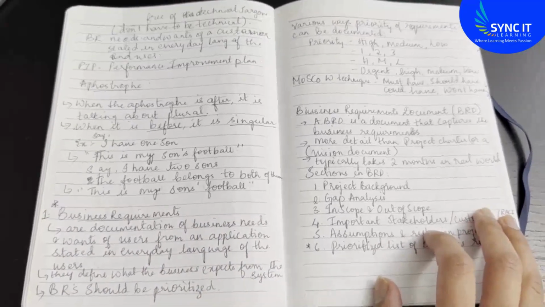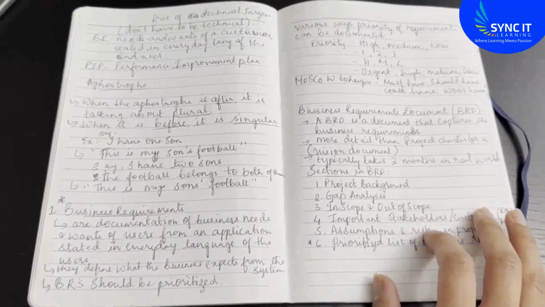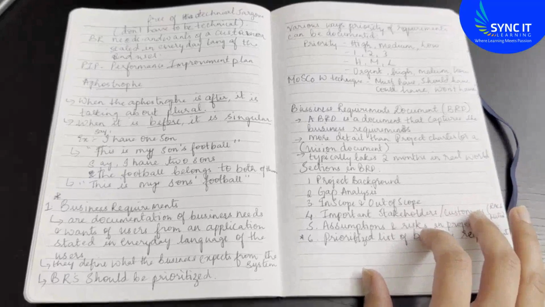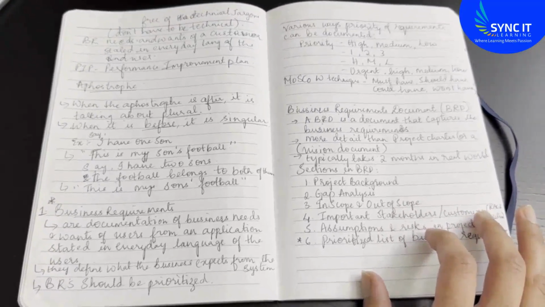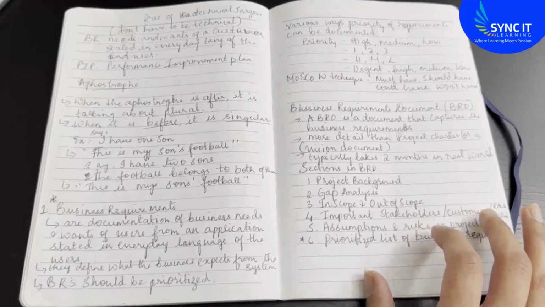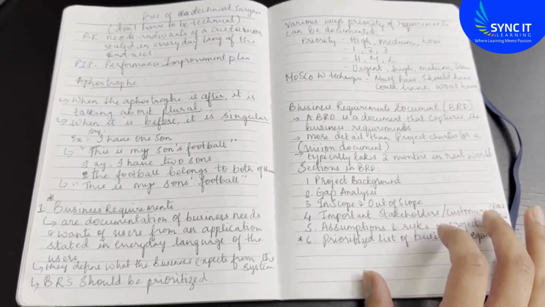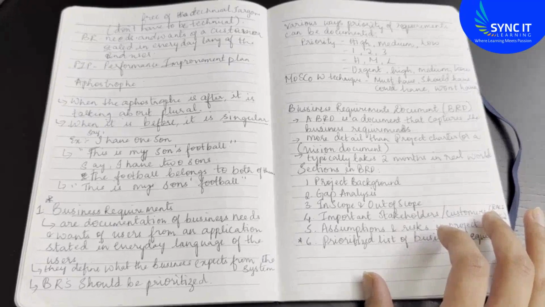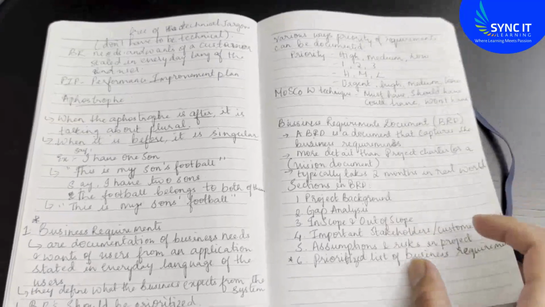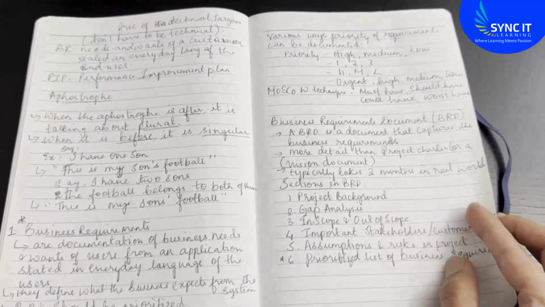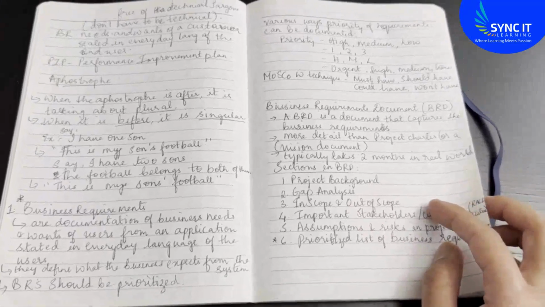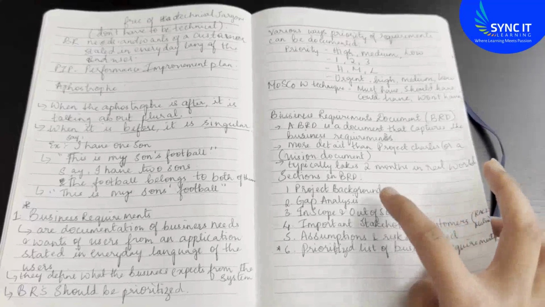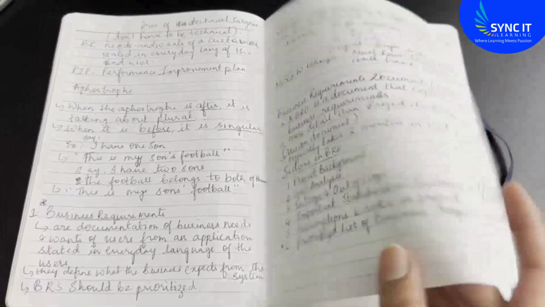And then we dived into the business requirements, the documentation of business needs and wants of a user, stated in everyday language of the users, and the various priority models, which is the high, medium, low, and the Moscow technique. We then understood the sections of a business requirements document.